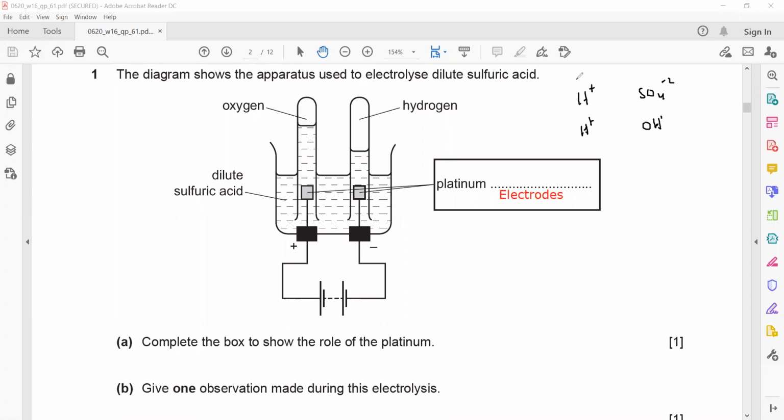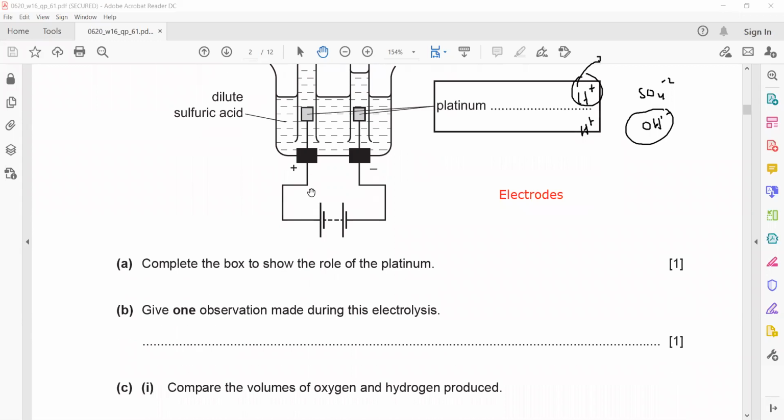So hydrogen will move towards the cathode, so you will see bubbles. And hydroxide will move towards the anode, and that will give oxygen gas, so we will also see bubbles. So bubbles seen is one observation during this electrolysis. So we'll see bubbles, fizz, or effervescence.